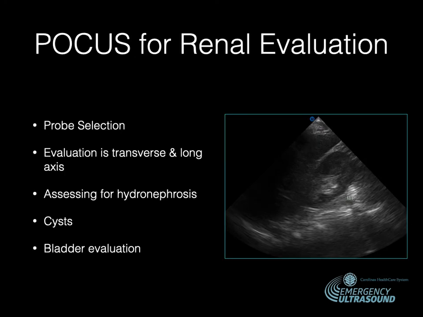So we talked a little bit about point of care ultrasound for renal evaluation. We now know the probes that you want to use, evaluate in the transverse and long axis planes, as well as evaluate the bladder. Look for your ureteral jets, look for hydronephrosis, look for cysts, and keep scanning.